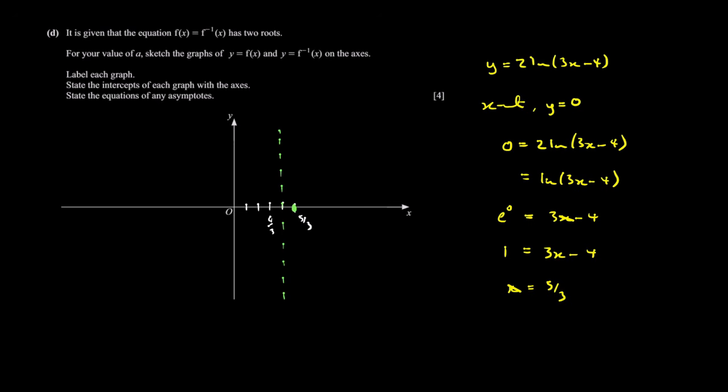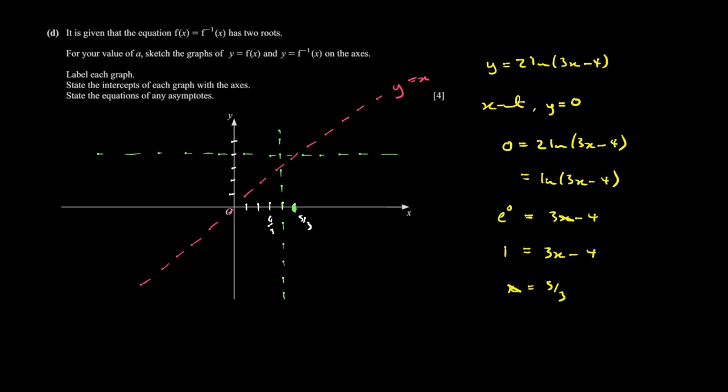Now, in order to understand that, we need to understand that a function reflects its inverse along the line y equals x. So if I draw the line y equals x, then the graph of the inverse function should be a reflection of the original function in that line. That means, for example, that the asymptote gets reflected. So we get an asymptote at x is equal to 4/3.